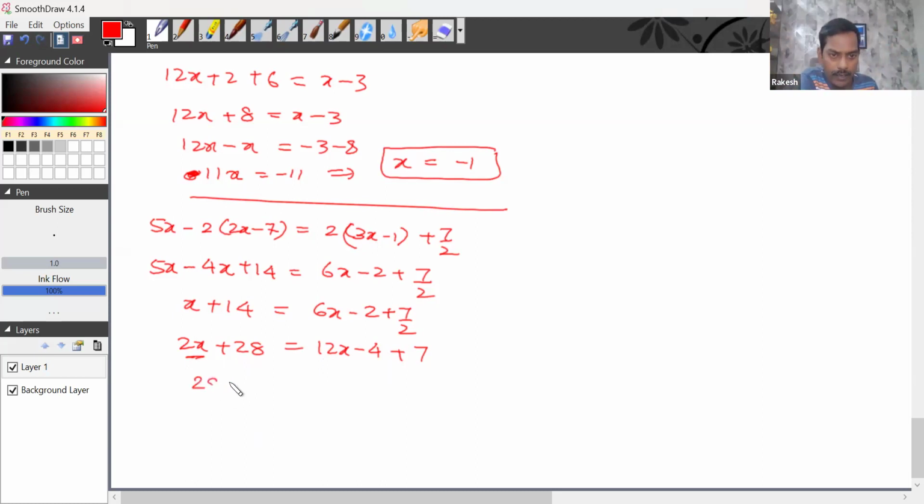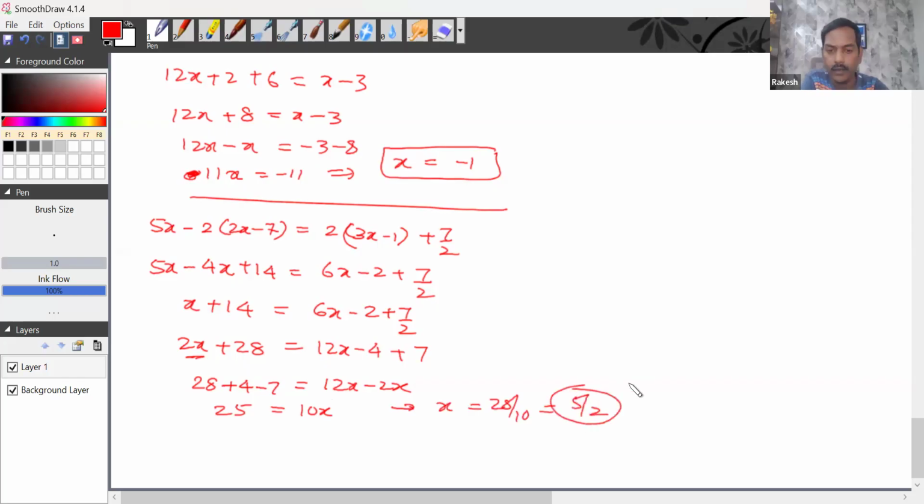So here it is 28, and I'm transposing everything to the LHS other than the variable. So this minus 4 will become plus 4, and this 7 will become minus 7. And here it will be 12x minus 2x. So this will become how much? 28 minus 3 is 25. And here it will be 10x. So the value of x would be what? 25 by 10, which comes out to be 5 by 2 if I'm not wrong.